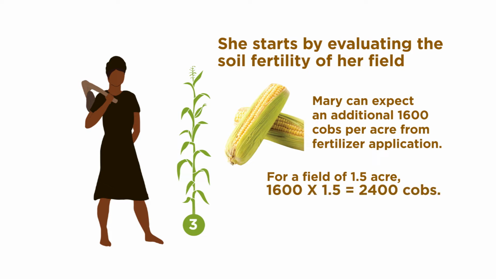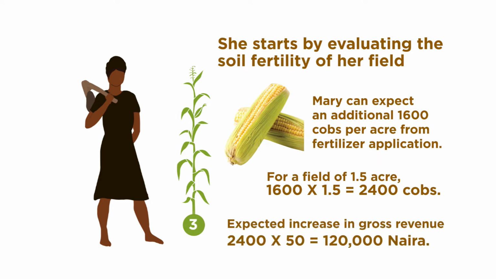the expected yield increase in cobs per acre times 1.5, the area of her field in acre, which equals 2,400 cobs. Since she expects to sell her cobs at 50 naira per cob, this means that the expected increase in gross revenue equals 2,400, the expected increase in number of cobs for her field, times 50, the price in naira of one cob, or 120,000 naira.